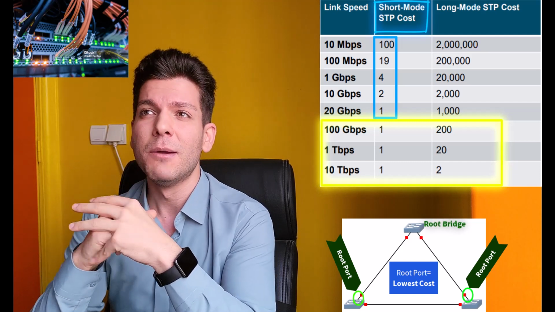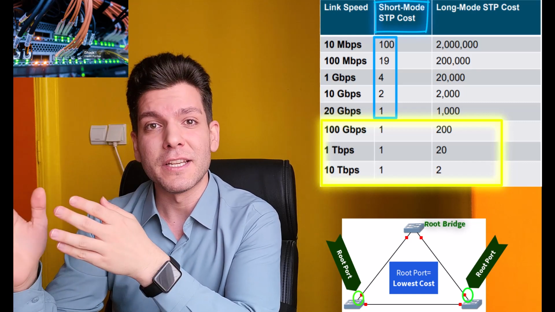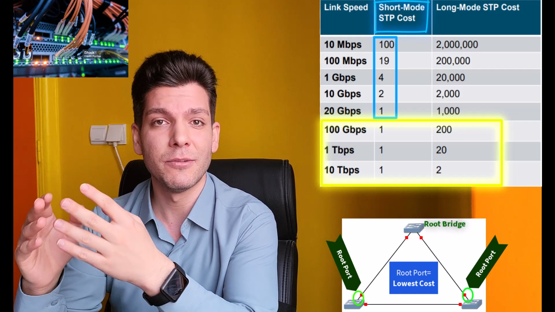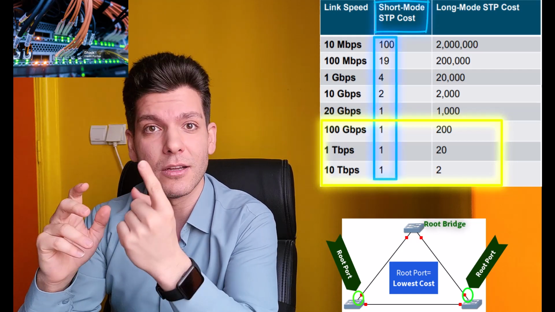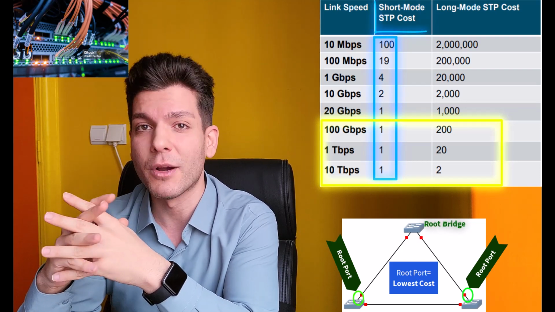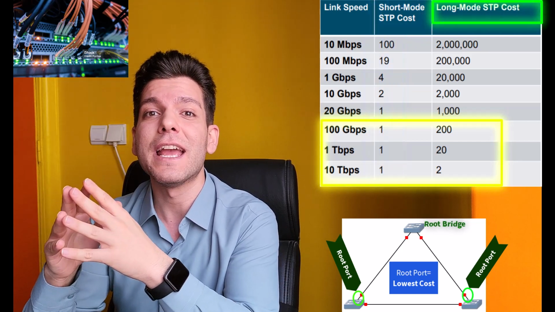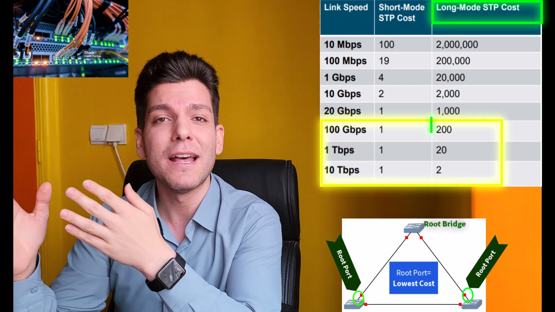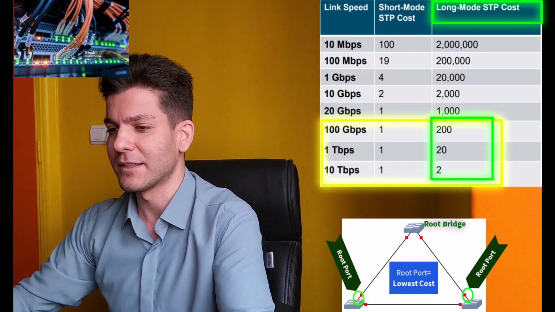But all these interfaces more than 20 gigabit per second, like 100G, 1T, or 10 terabit per second, are all considered the same cost, one, because the spanning tree cost method is short by default. So we're going to switch to long mode to show the accurate STP path cost when you've got an interface with bandwidth more than 20 gigabit per second. We do that with this command.